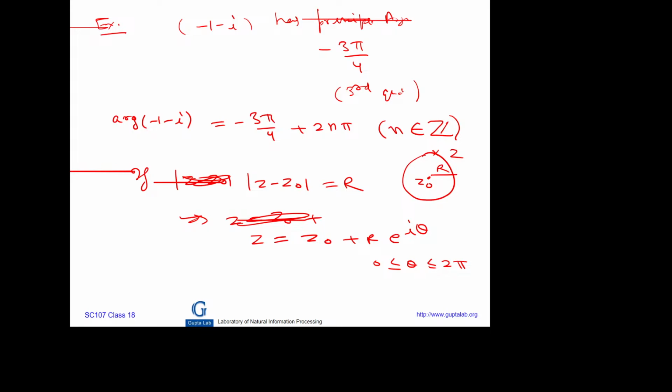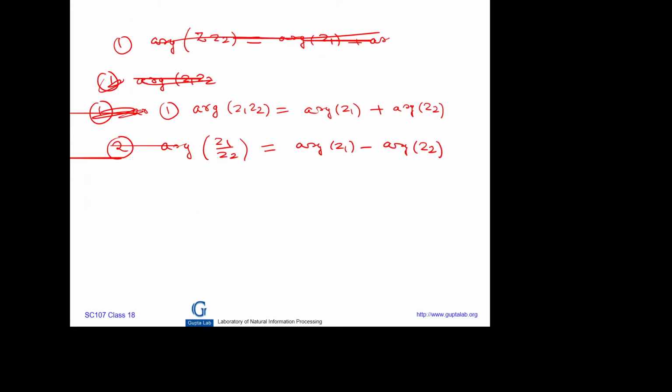Argument of z1 z2 is equal to argument of z1 plus argument of z2, and second, argument of z1 by z2, for the product of two complex numbers and the division, is argument of z1 minus argument of z2, right. So these are the simple formulas to prove. I am not doing any of the proofs here, but using this you can calculate, if there is a complex number which is a bit involving many terms, you can separate them up and compute the overall.